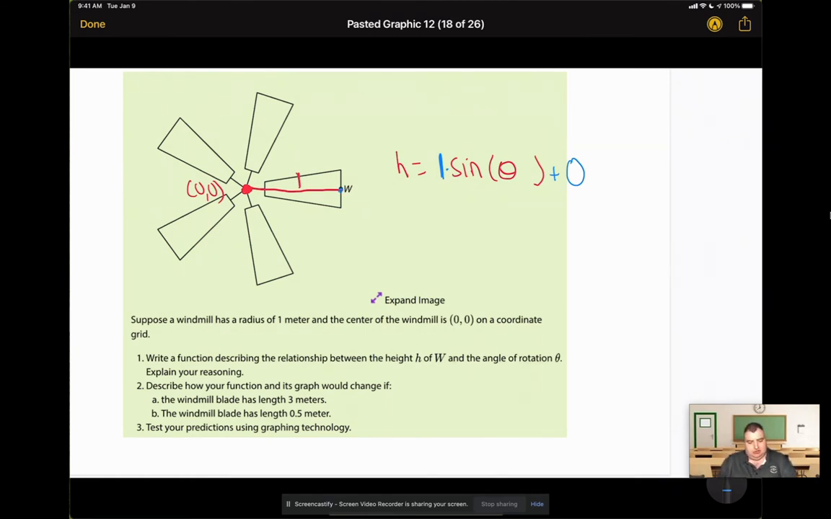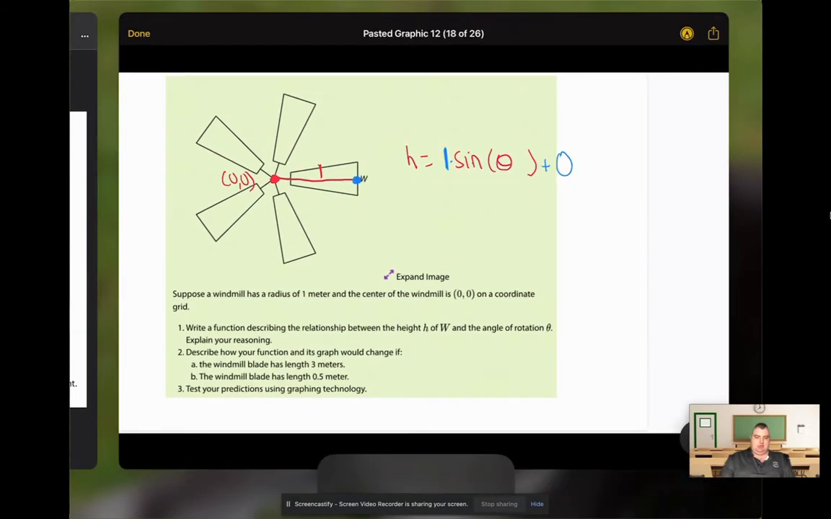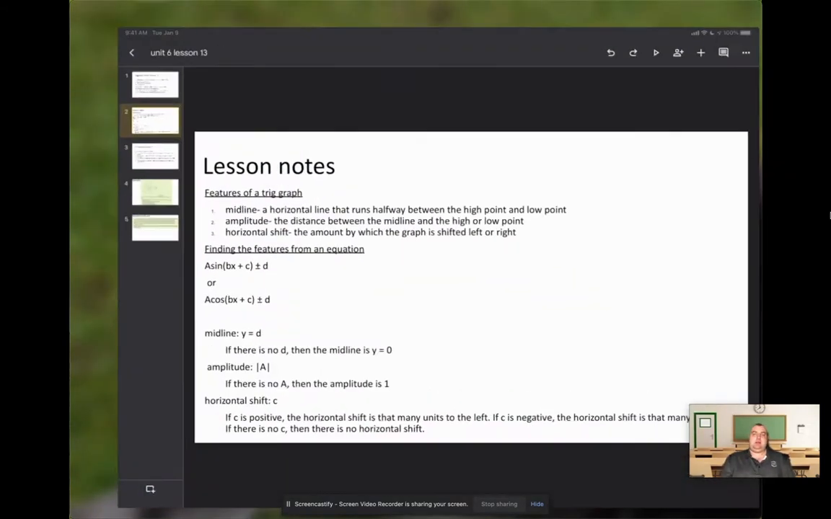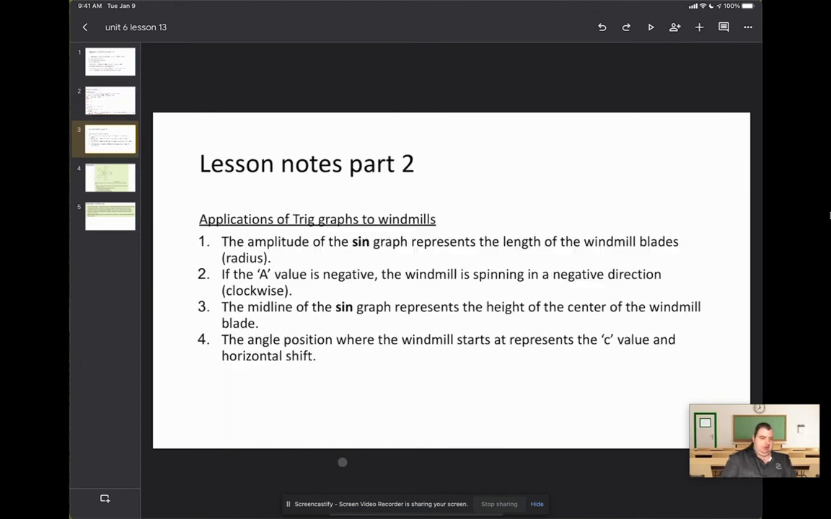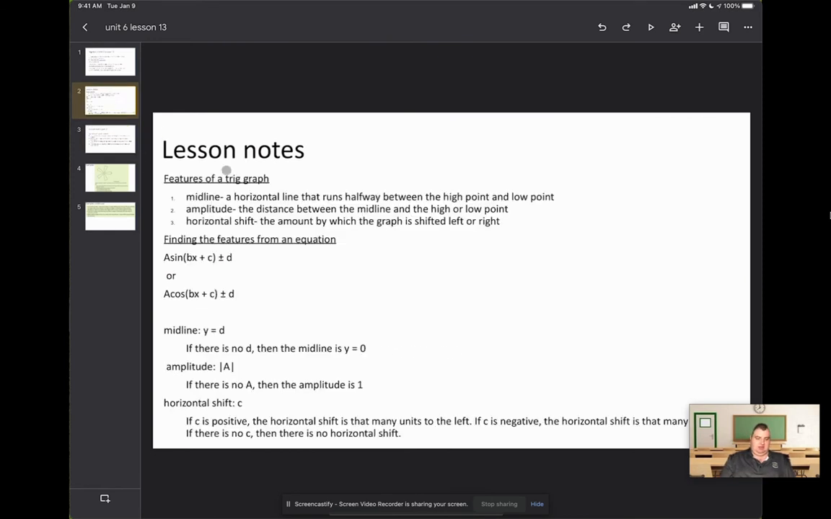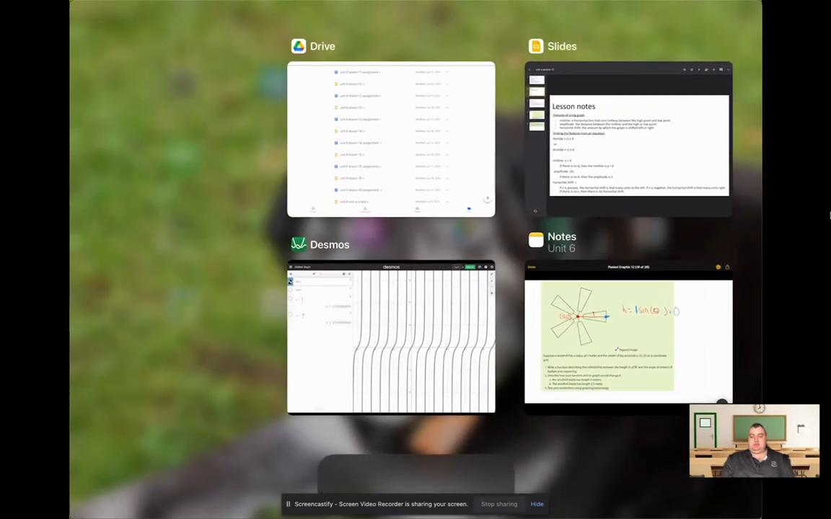Then W is starting directly right of center. Directly right of center is the 0 degree position, or the 0 radian position. So if we go back to our lesson notes, the angle position where the windmill starts represents the C value. So the C value in this case is going to be 0. For this particular example, we don't have to worry about B. We only have to worry about A, C, and D. So C in this case is going to be 0.